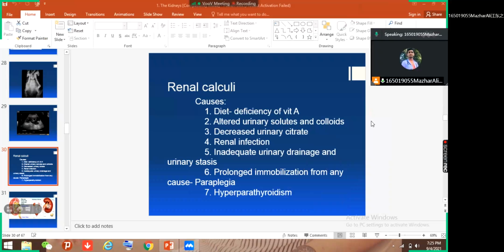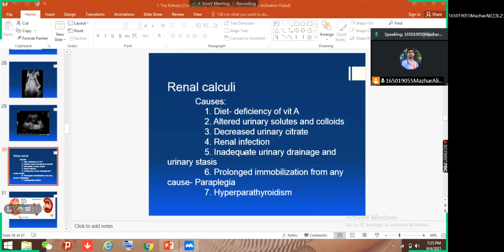So first of all, I would like to talk about the causes. Then I will talk about the stone. In the picture you can see a few causes, like dietary deficiency of vitamin A, which somehow leads to the formation of stone, and altered urinary solutes. When solute levels become too high or altered, it can induce stone formation. Decreased urinary citrate also leads to stone formation when citrate becomes less.